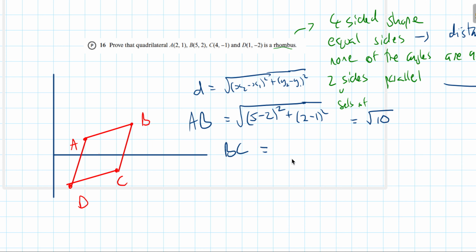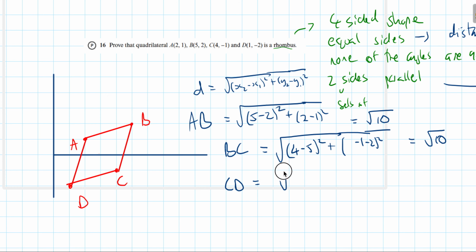We can then do BC. That's the next one we have. So BC. C is x2, which is 4, and B is minus 5 squared, plus C is y2, so minus 1 minus 2 squared. Again, this is equal to root 10. 4 minus 5 squared is minus 1 squared, which is 1, and then minus 1 minus 2 is minus 3 squared, which is 9. And then the next one, again, you've got to prove all the sides.